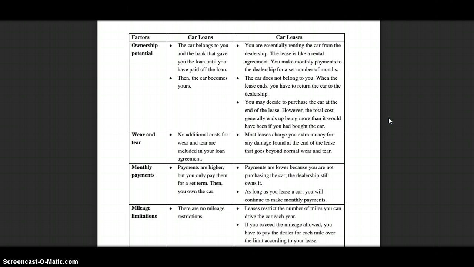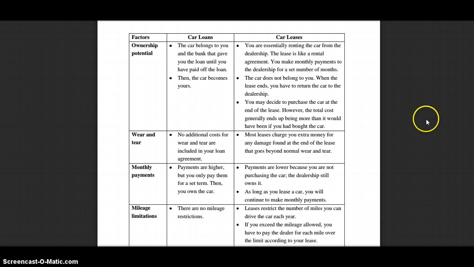Wear and tear, car loans. No additional costs for wear and tear are included in your loan agreement. Car lease. Most leases charge you extra money for any damage found at the end of the lease that goes beyond normal wear and tear. Monthly payments for a car loan. These payments are higher, but you only pay them for a set term. Then you own the car. For a car lease, payments are lower because you are not purchasing the car, the dealership still owns it. As long as you lease the car, you will continue to make monthly payments.